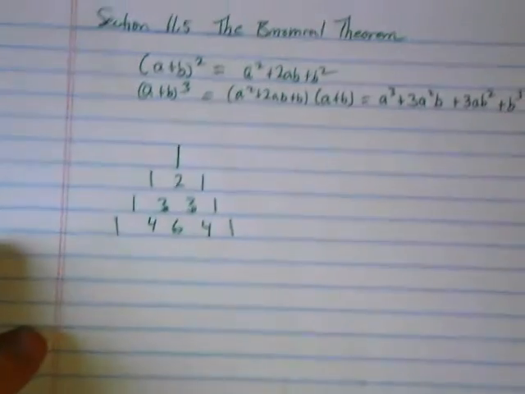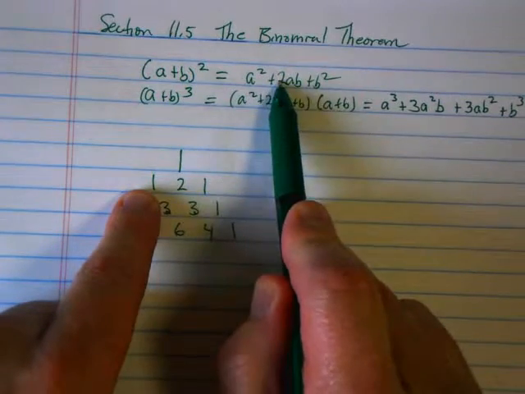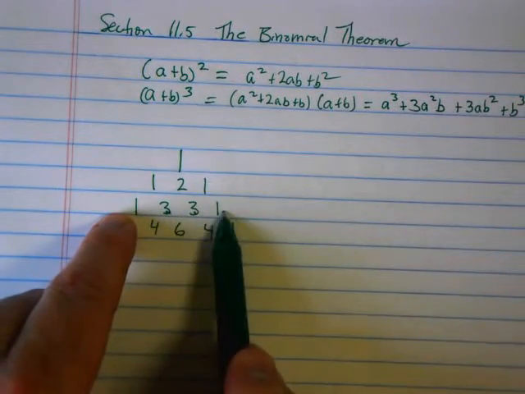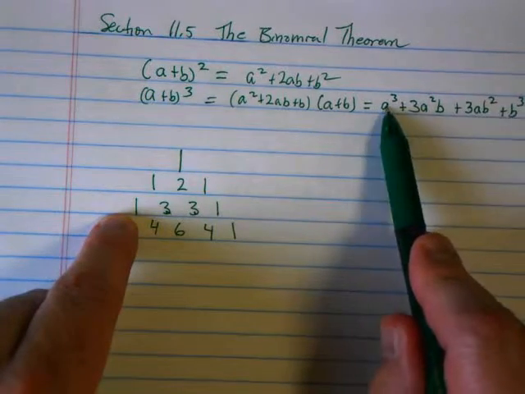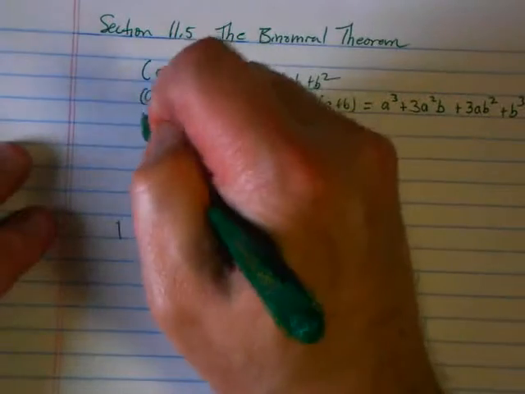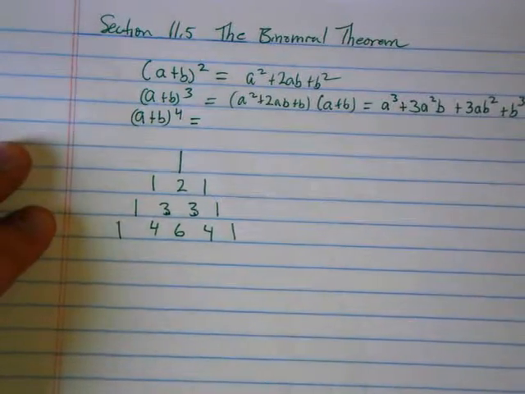So notice this row, 1, 2, 1. The next row had 1, 3, 3, 1, and in this formula we had a 1, a 3, a 3, and a 1. So if I asked you to do a plus b to the 4th, what is it?